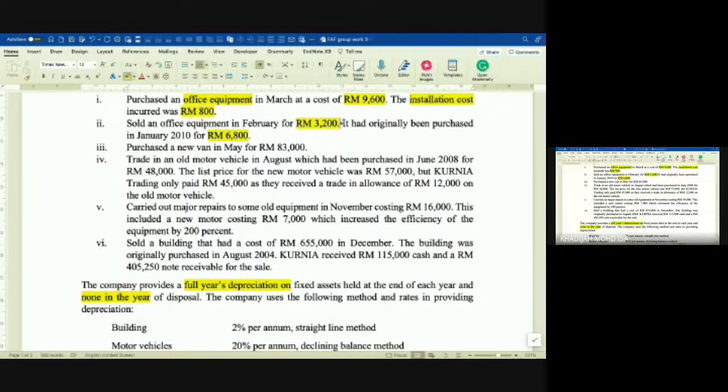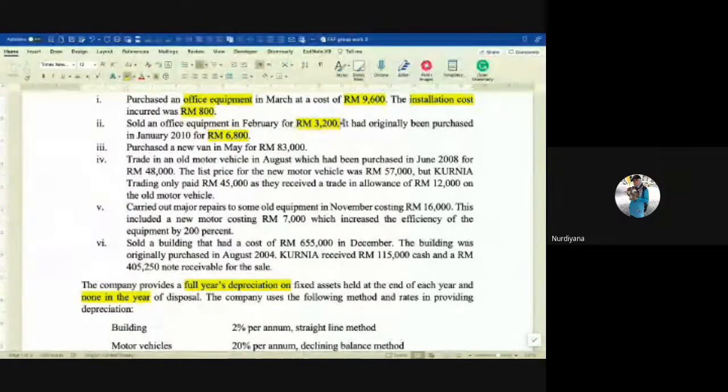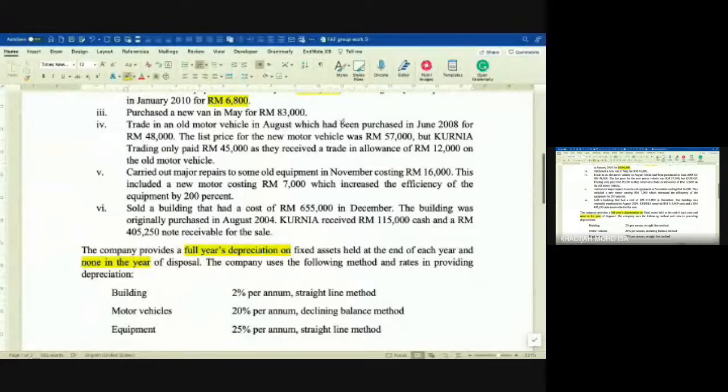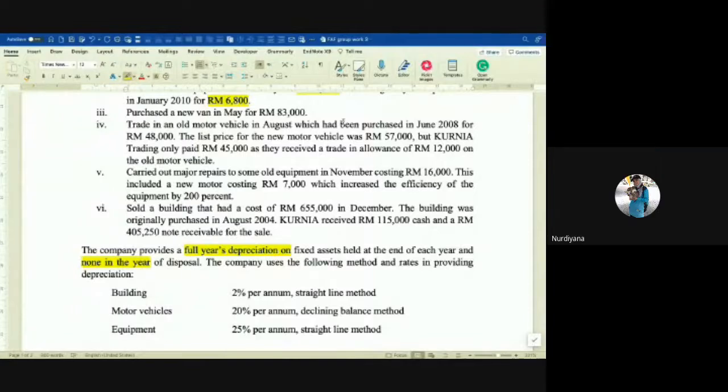What is the accumulated depreciation value? Four years. So four years, minus by... The cost is 6,800 times by what's the rate?